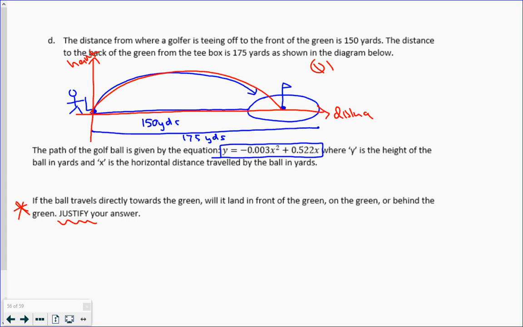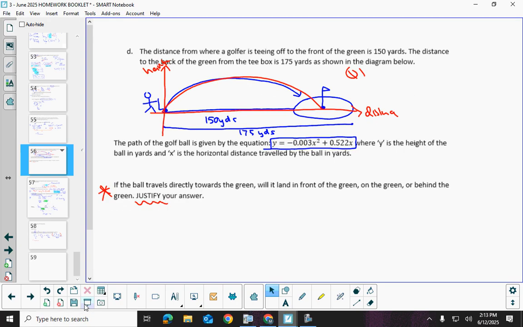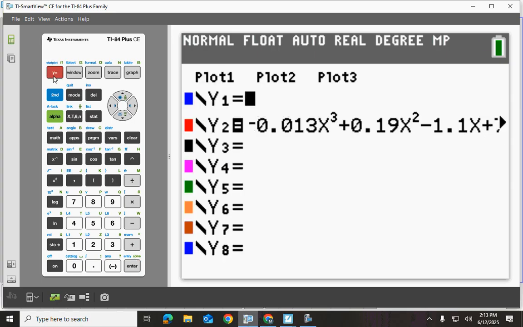Okay? So, okay. So I'm going to plug this into Y1. Come on. Oh, come on. Okay, why is this? Oh, what's it going on here? Okay.